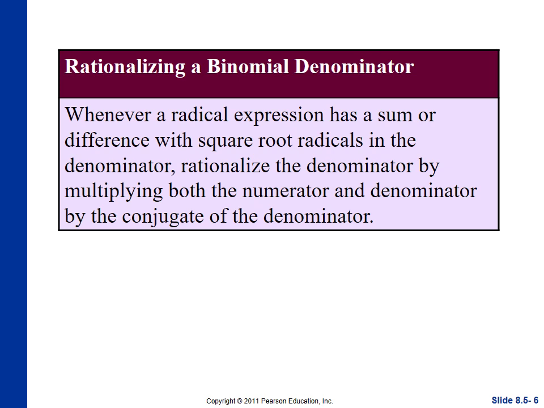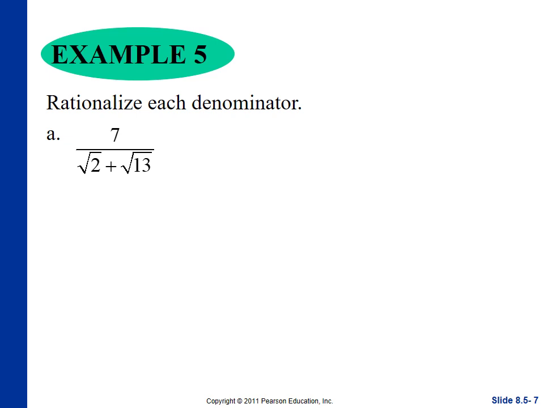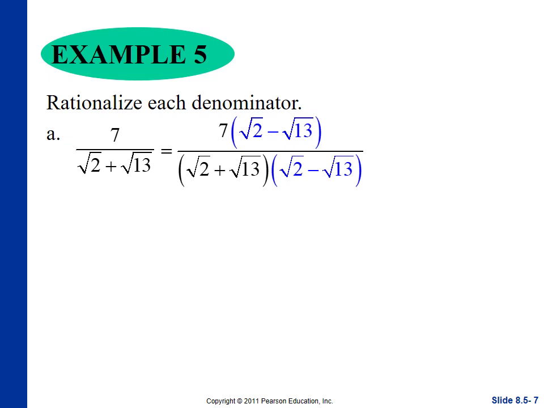So the rule: whenever a radical expression has a sum or difference with square root radicals in the denominator, rationalize the denominator by multiplying both the numerator and the denominator by the conjugate of the denominator. So let's talk about this. We're going to simplify 7 over the square root of 2 plus the square root of 13. The conjugate of the square root of 2 plus the square root of 13 is the square root of 2 minus the square root of 13.